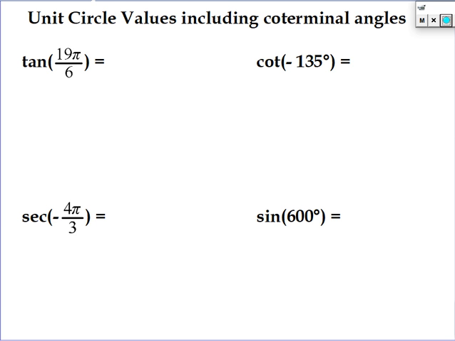Okay, so this is just going to be a short little video to talk about coterminal angles. And you really should be able to do most of this without my explanation, but hey, if this video helps, then that's good. I'm glad that I made it.